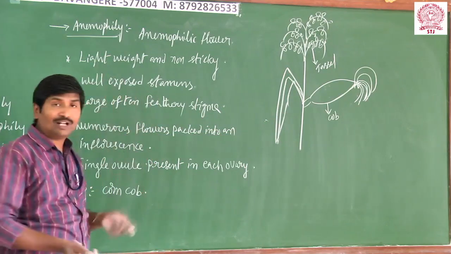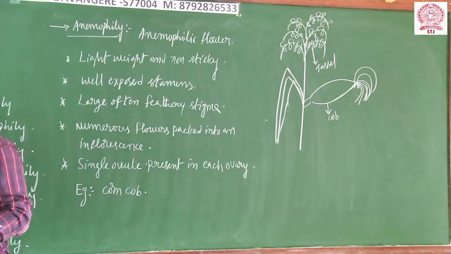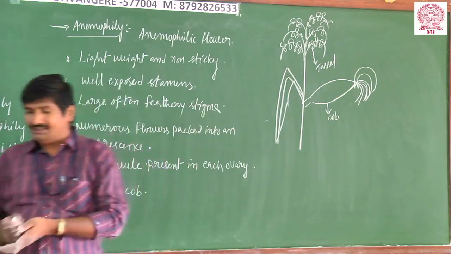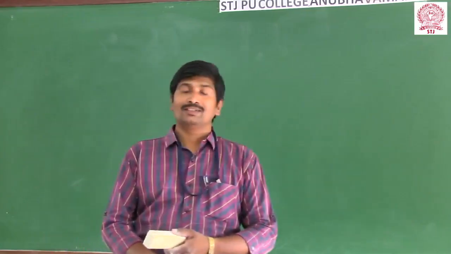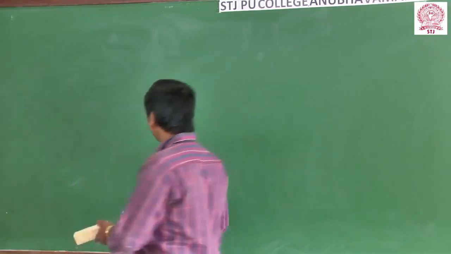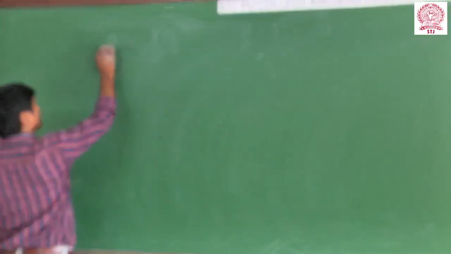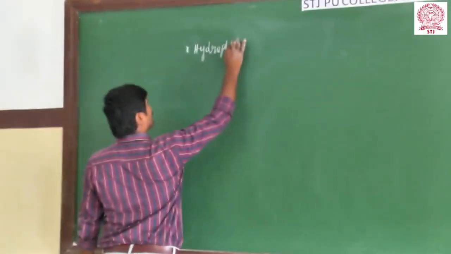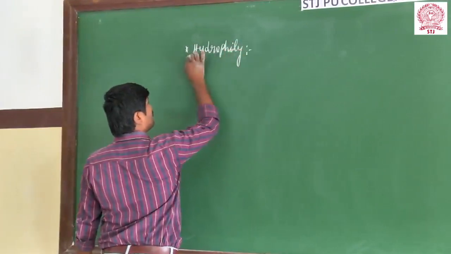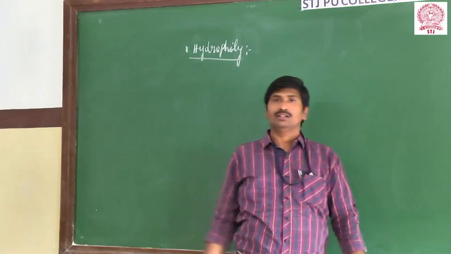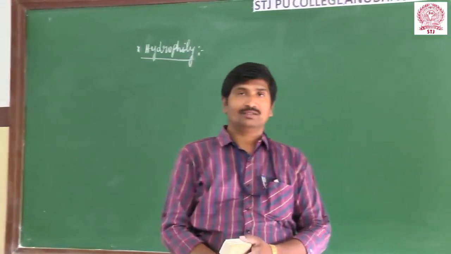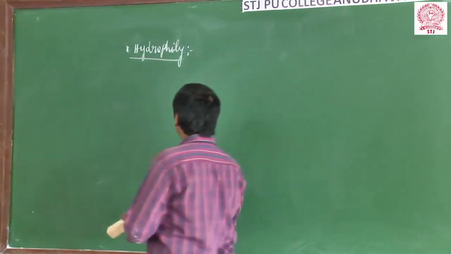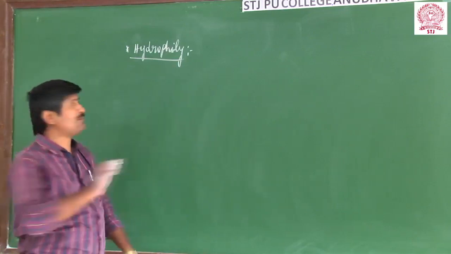Okay, right. So next one, second abiotic agent, that is water. That is known as the hydrophily. So what is the hydrophily? The pollination by the water. The pollination by the water is known as the hydrophily. Again, it is two types.